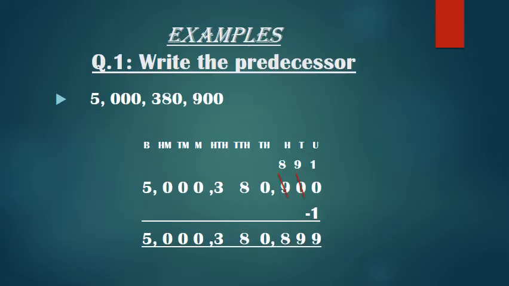Let's take the number 5,380,900. We have to write the predecessor of this number. So what is the predecessor of this number? And now what do we do? We have to subtract 1 from this number. And this is how we get the predecessor of the given number.